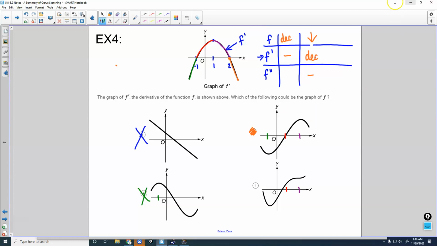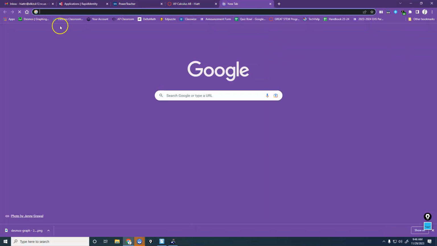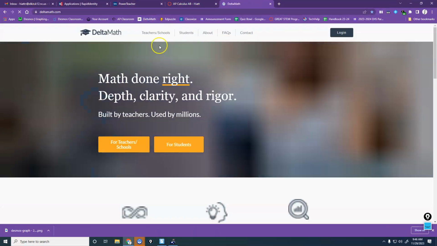Alright, let me at least show you your Delta Math. I know you don't have time to do it in class, but let me at least show you what it looks like.